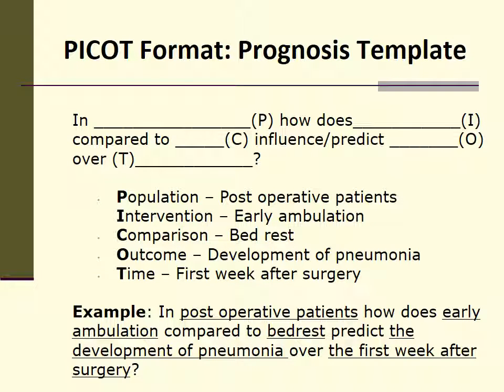The prognosis questions look at the likely clinical course over time and/or complications of a condition. In this case, if we were interested in the effect of ambulation versus bed rest on the development of pneumonia in postoperative patients during that first week after surgery, we might form the question, in postoperative patients, how does early ambulation compared to bed rest predict the development of pneumonia over the first week after surgery?